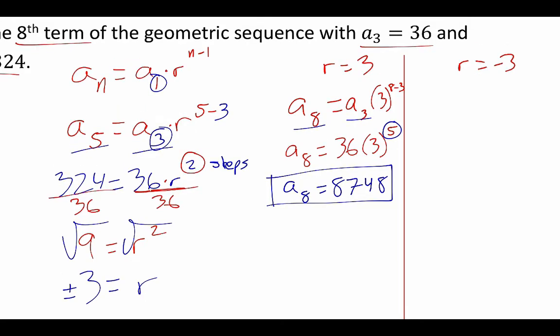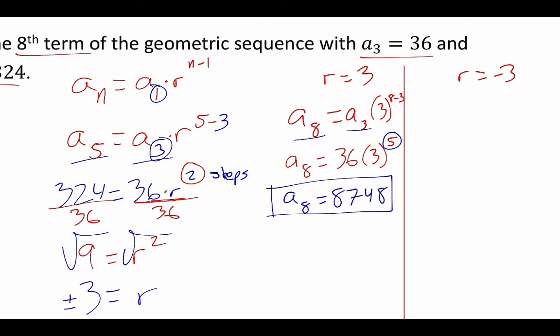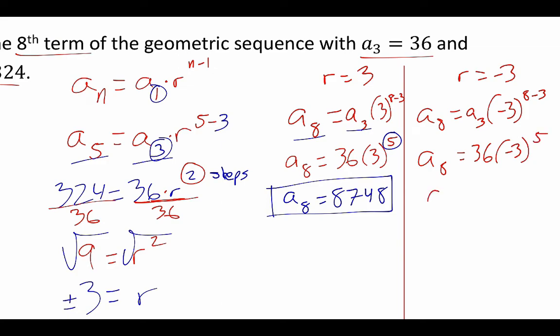The other answer is going to be pretty similar, but let's see what's different. A sub 8 equals a sub 3 times, instead of 3, we're going to do negative 3 raised to the 8 minus 3. I'm overwriting things more than we really need to. We've got a lot of this done already. We got 36 times negative 3 to the 5th. Plug that into a calculator, again making sure that negative 3 is in parentheses. We got a sub 8 equals negative 8,748. So one's positive, one's negative.